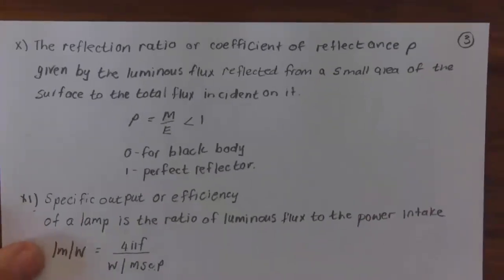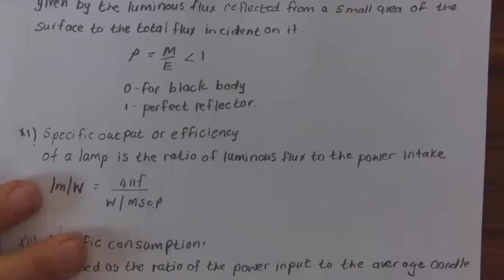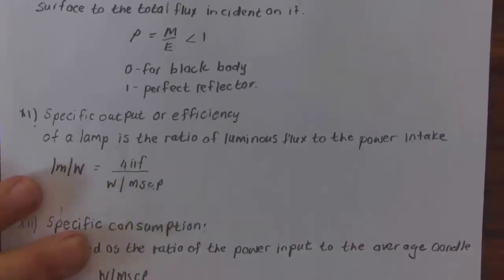The reflection ratio or coefficient of reflectance rho is given by the luminous flux reflected from a small area of the source to the total flux incident on it. So rho is equal to M over E, and that's always less than 1. It's 0 for a black body and 1 for a perfect reflector.